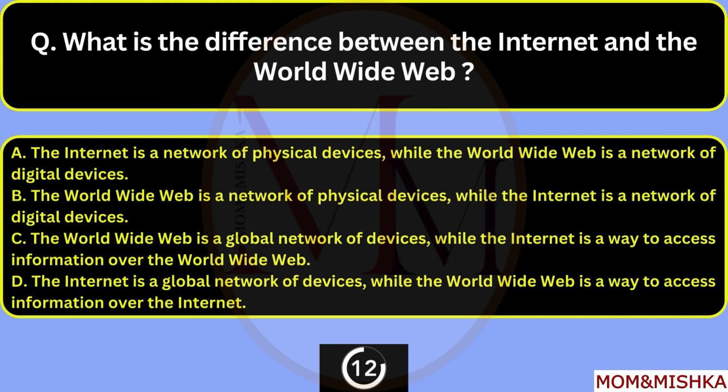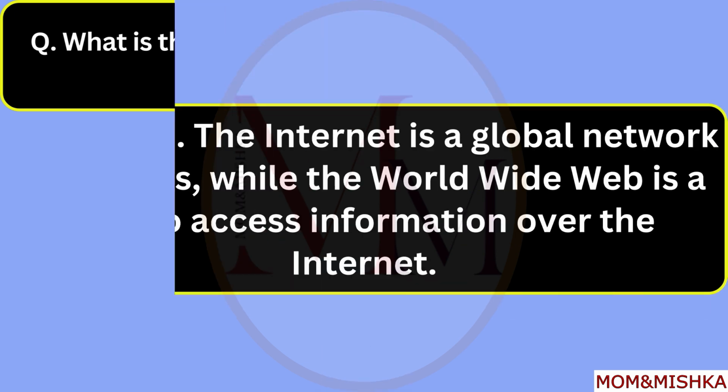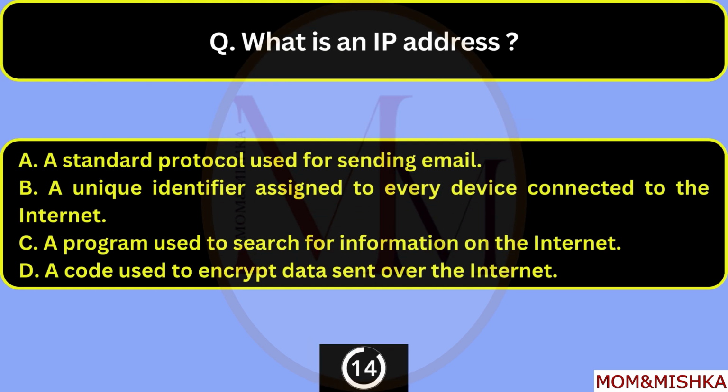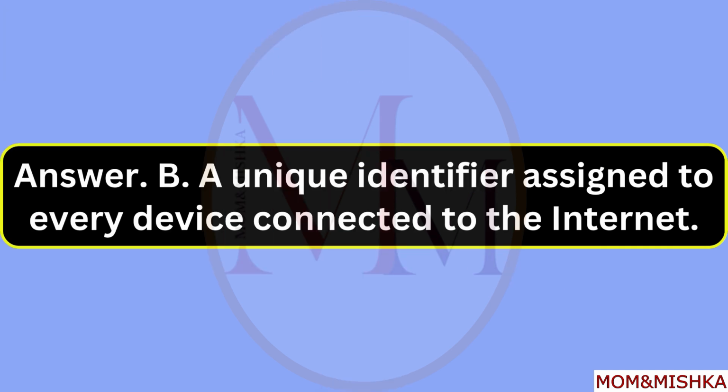What is the difference between the internet and the World Wide Web? The internet is a global network of devices, while the World Wide Web is a way to access information over the internet. Option D. What is an IP address? It's a unique identifier assigned to every device connected to the internet.